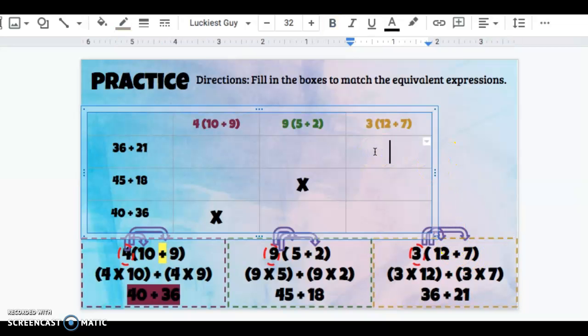So then yes, it equals that, right? So that is how you do distributive property, okay?